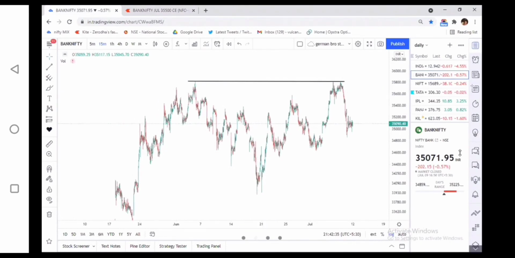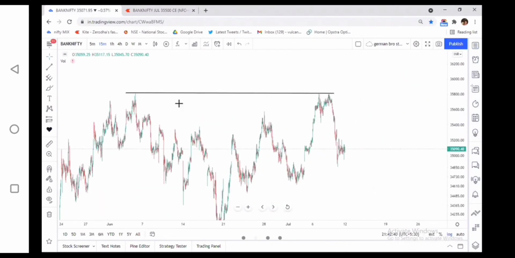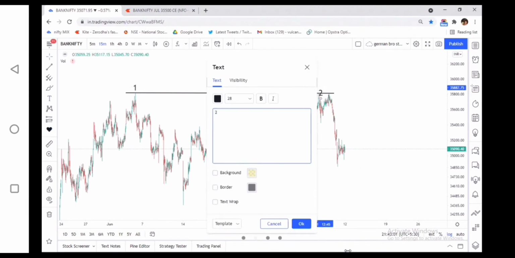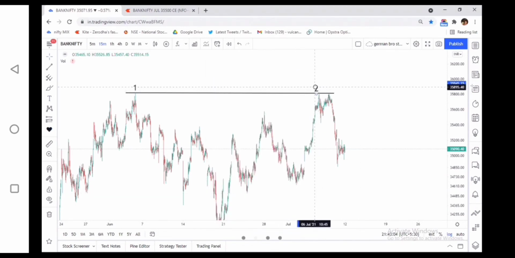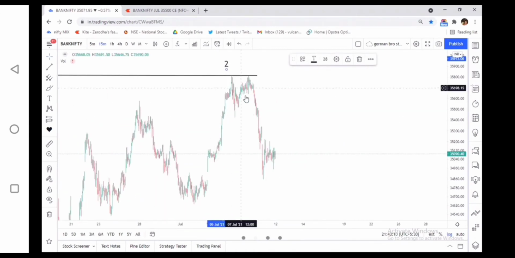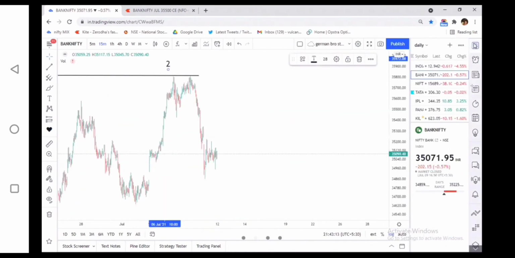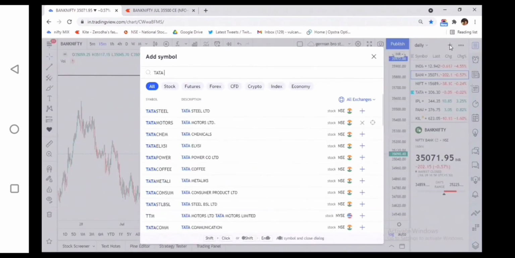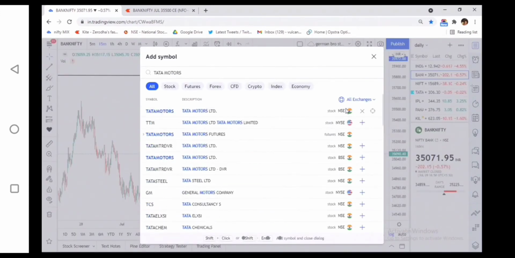That is exactly what happened in Bank Nifty. These are two levels of double top, 1 and 2, and those levels are too clean. So when Bank Nifty came to these levels, everybody was expecting that Bank Nifty would clear them with a bullish move, but it fell.